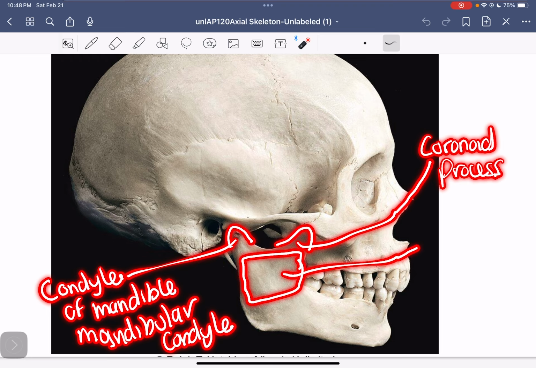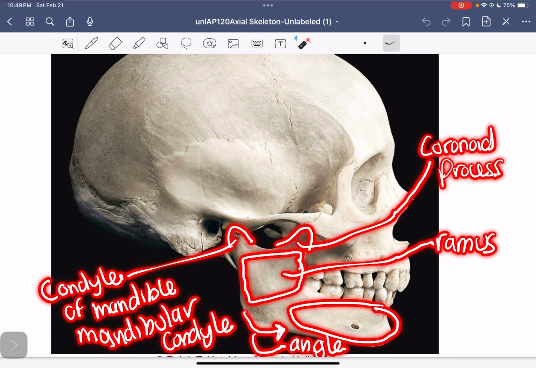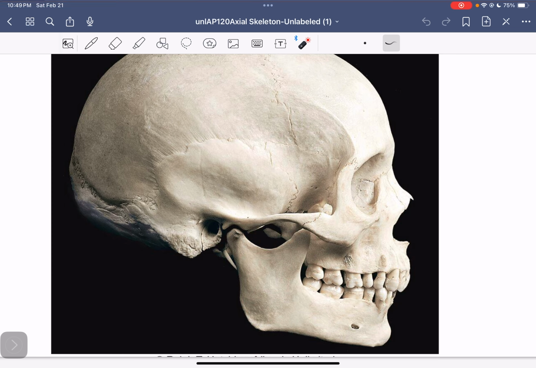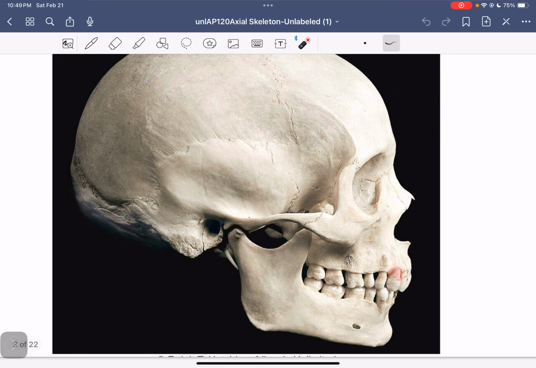Next up is this region of the mandible, which is called the ramus. The moment you get this curvature here, down here, this would be called the angle. A majority of the mandible is the body. And then we know if you were to remove any of these teeth here, the actual socket that those teeth sit in is called alveoli.